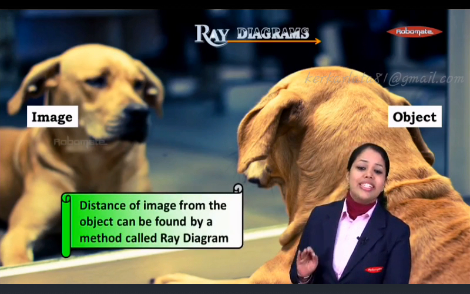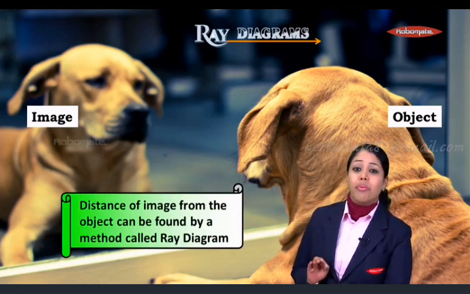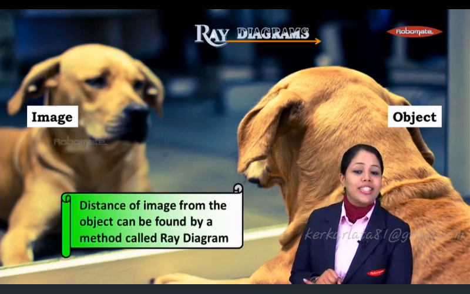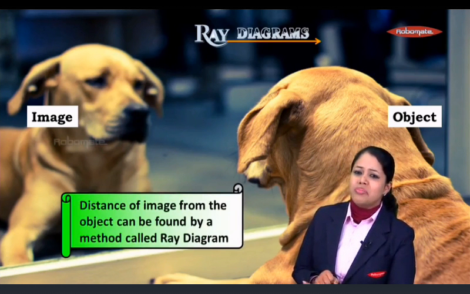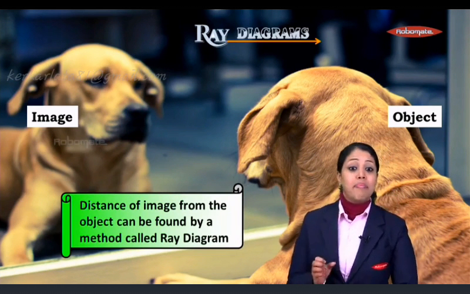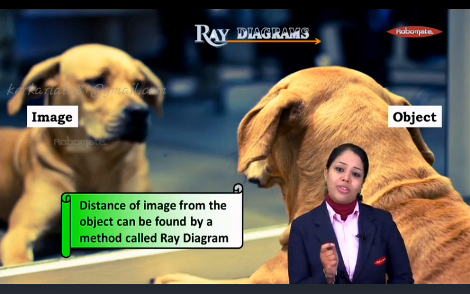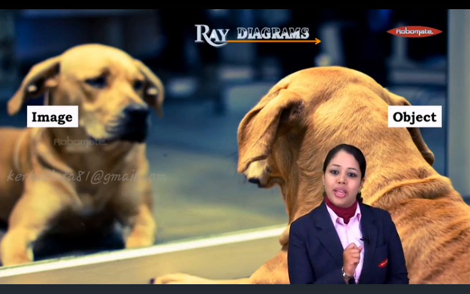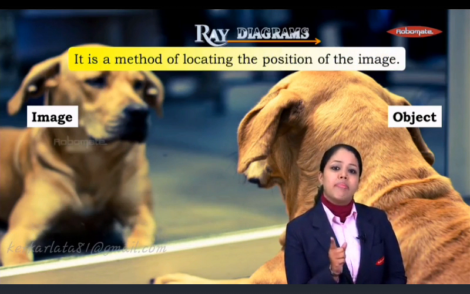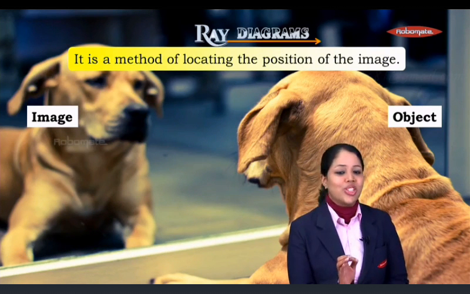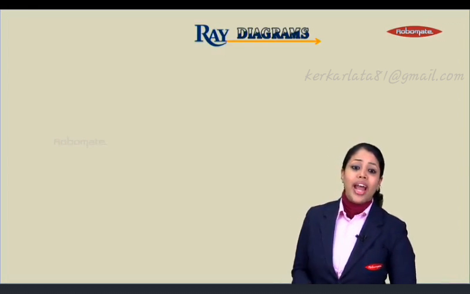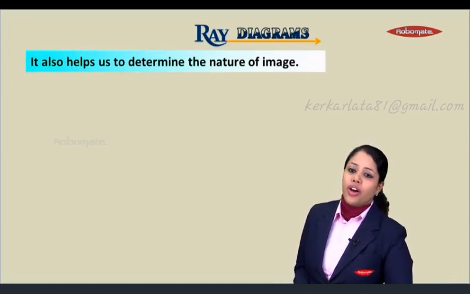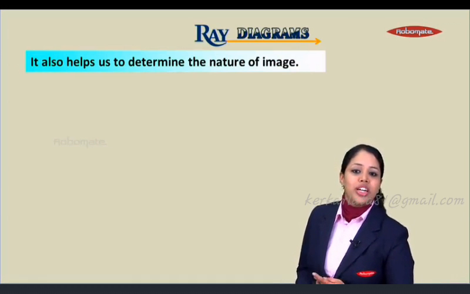Now students, distance of the image from the object can be found out by a method called as ray diagram. So in simple terms, if I say what is ray diagram, it is a method which is used to find out the distance between the object and the image. So I can say that it is a method of locating the position of the image. Now ray diagram also helps us to determine the nature of the image.